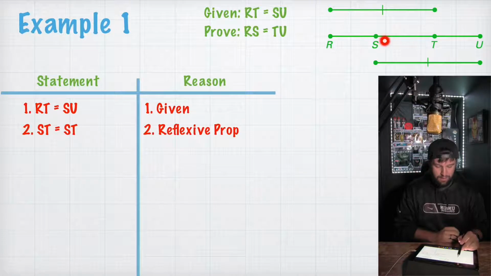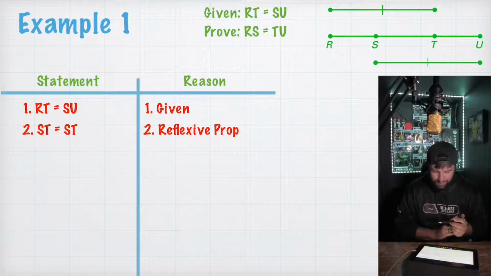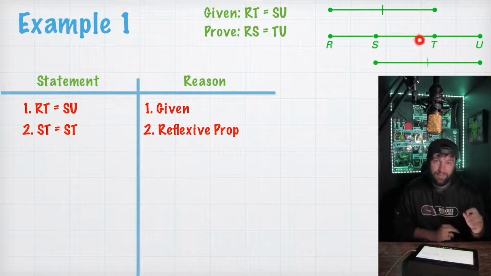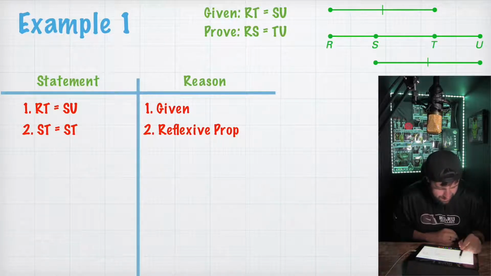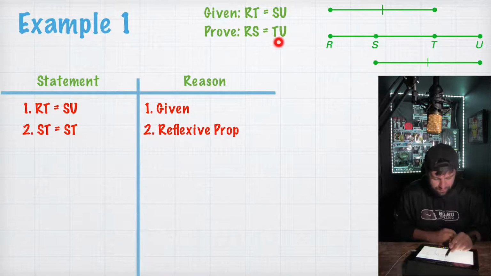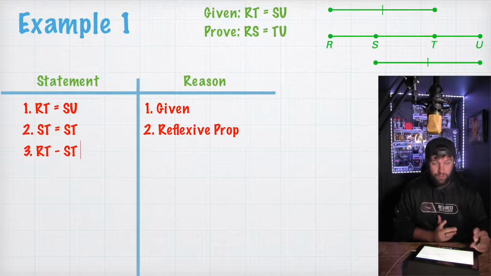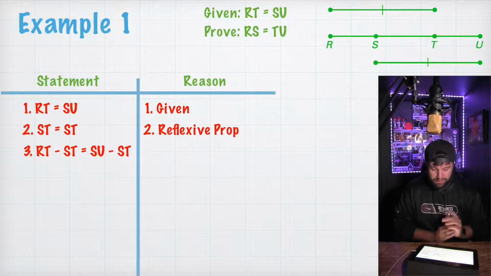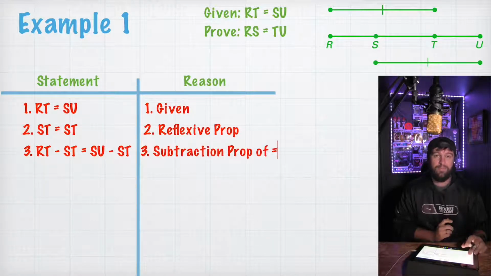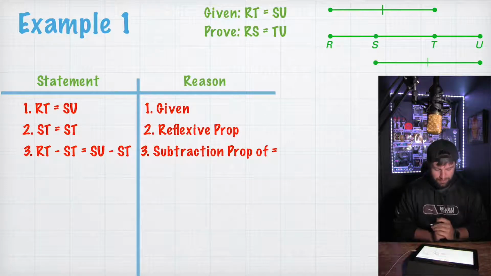Because anything is equal to itself. Now we can subtract ST from RT and we can subtract ST from SU, and that'll leave us with our RS and TU. And we're allowed to do that because of the subtraction property of equality.